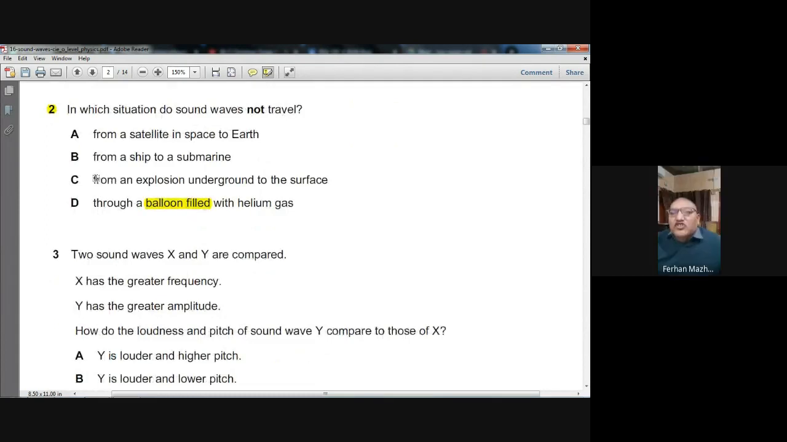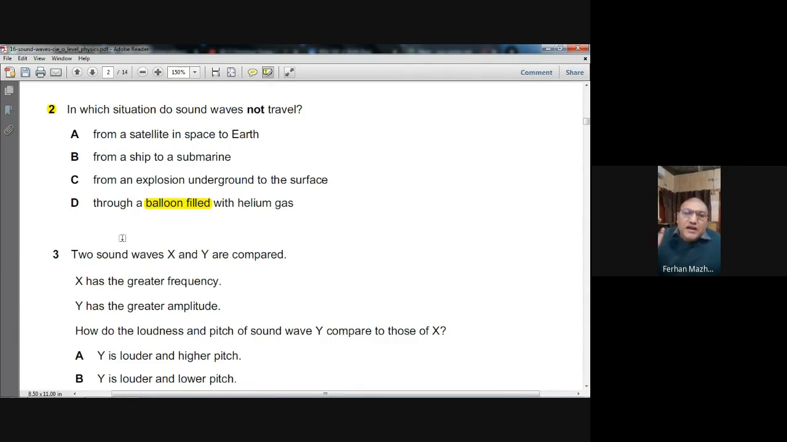The next question on your screen is: in which situation do sound waves not travel? From a satellite in space to Earth, from a ship to a submarine, from an explosion underground to the ground, or through a balloon filled with helium gas.